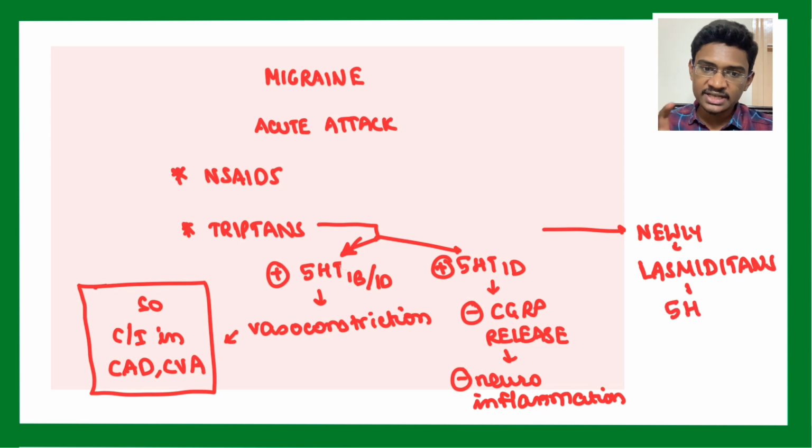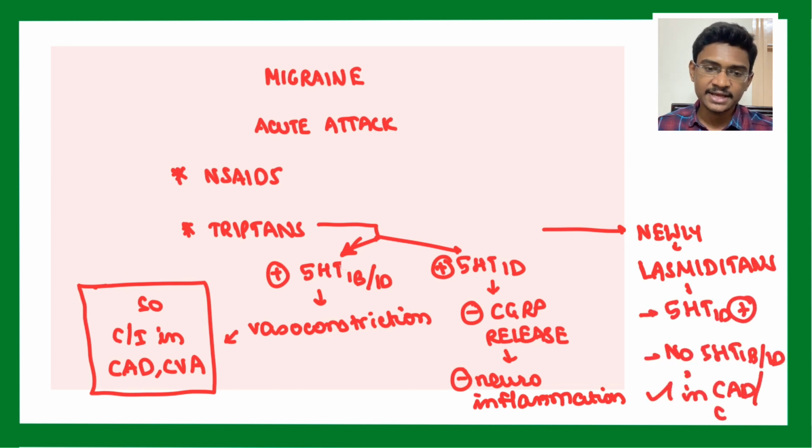So what we have recently introduced is a new drug called lasmiditan, a ditan, which has only 5-HT1F agonism. It doesn't have the 5-HT1B/1D agonism. So it is safe even in CAD and CVA patients. So among the options, obviously sumatriptan will be the answer. The other 3, propranolol, topiramate and flunarizine, are all given only for prophylaxis of migraine, not for treatment.